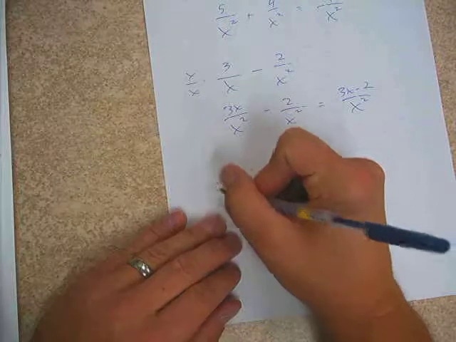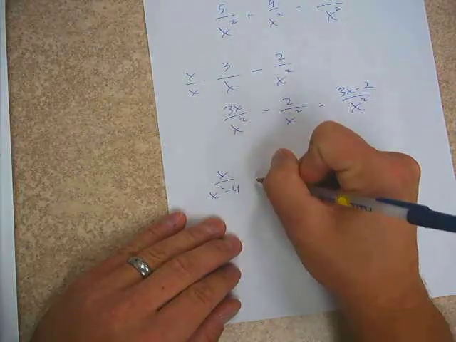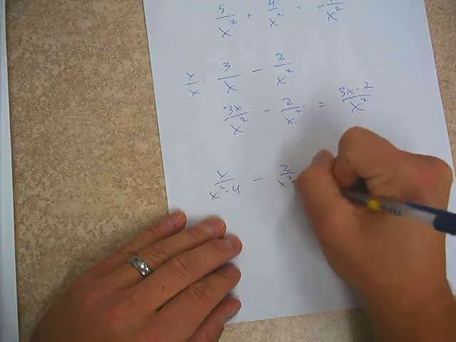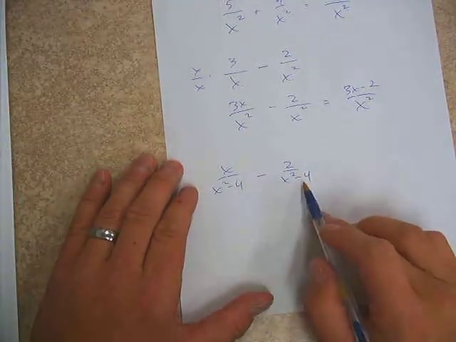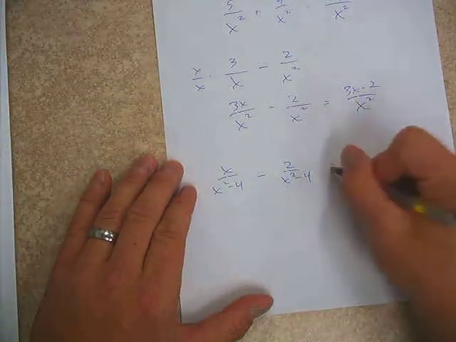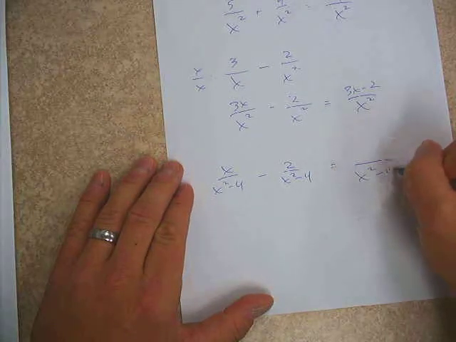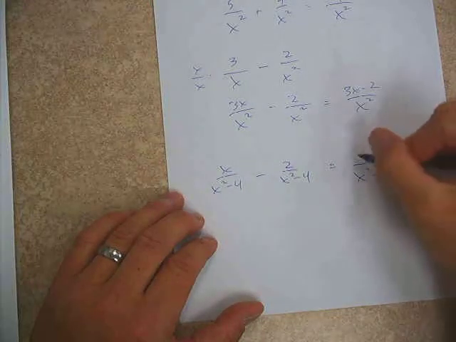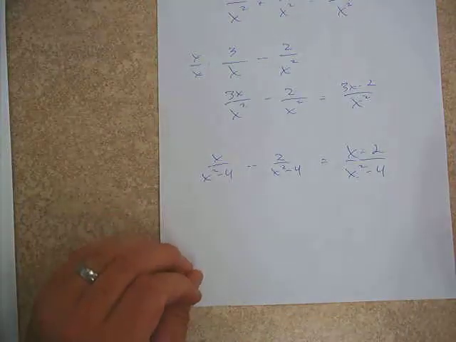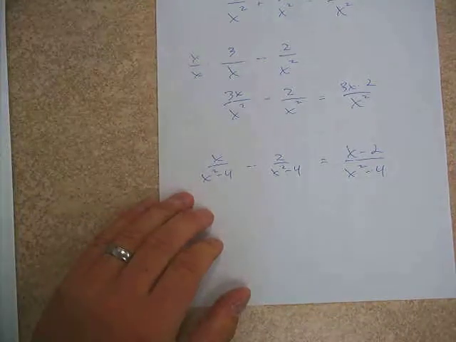Okay. Let's take a look at one of your problems. Number 5 on your practice is x over x squared minus 4 minus 2 over x squared minus 4. Notice this time instead of having a monomial denominator, we have a binomial denominator. However, you should notice that they have exactly the same denominator. So that part is done, and on top I can go x minus 2.